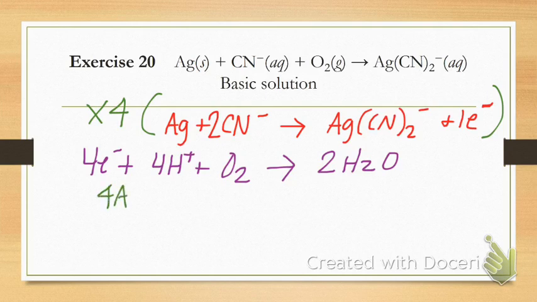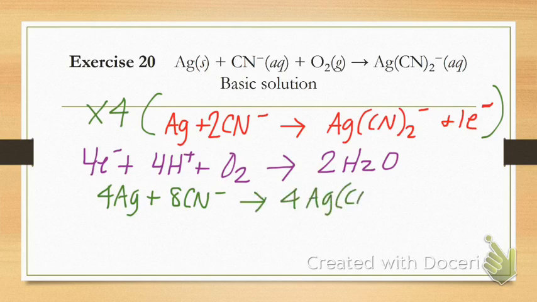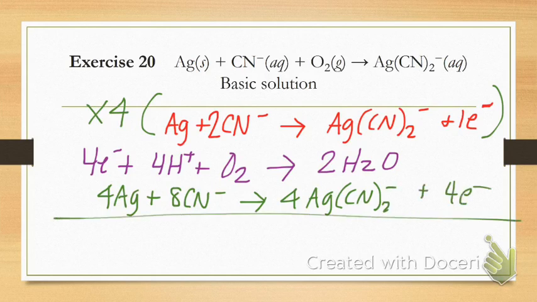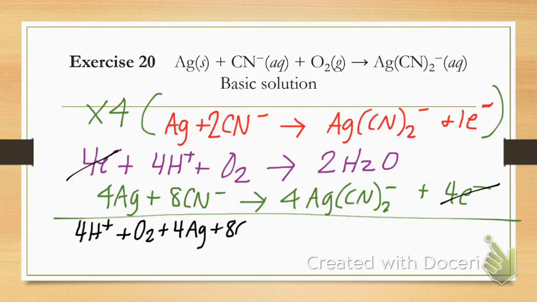So 4 Ag plus 8 Cn minus yields 4 Ag Cn 2 minus plus 4 electrons. Now we're going to cross out what appears the same on both sides, which is pretty much the electrons. Electrons, electrons. So now I'm going to rewrite it. So I have 4 hydrogen plus O2 plus 4 Ag plus 8 Cn minus yields 4 Ag Cn 2 minus plus 2 H2O.